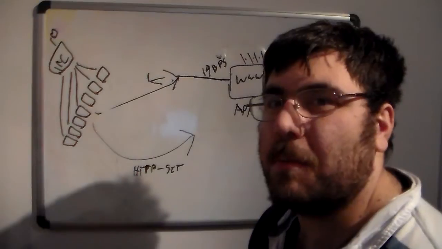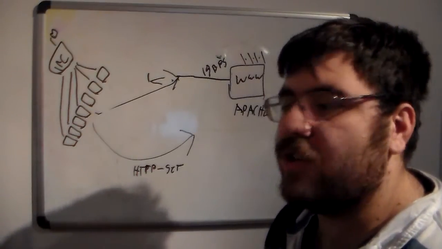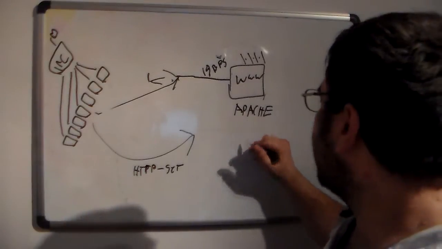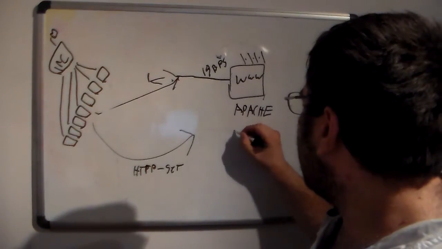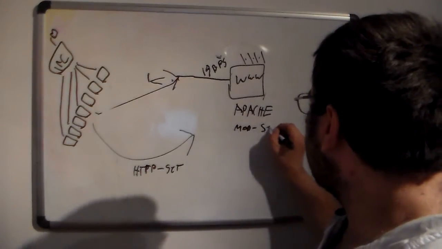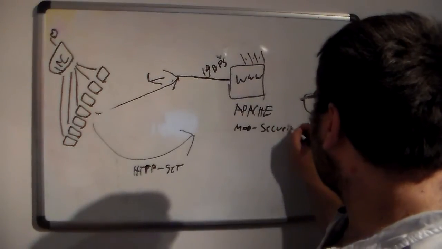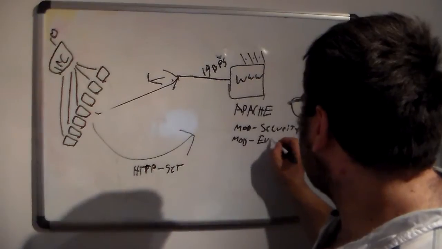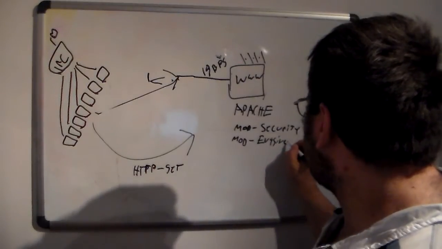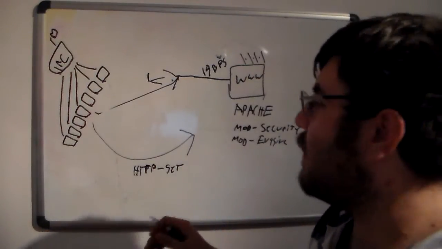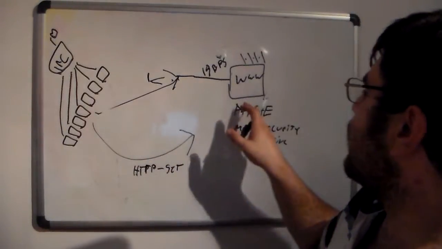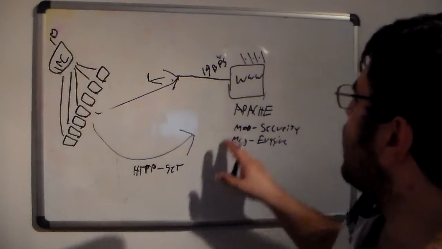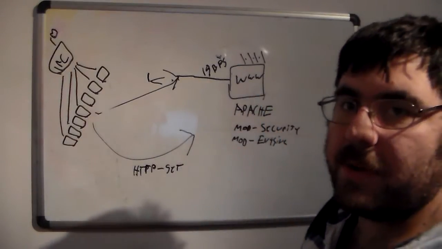Now that would be another misconfiguration, because there's ways of blocking on the Apache server. You can do things like mod_security or mod_evasive to help out with this. But assuming that this doesn't have that, these clients can now do the HTTP GET against this server and tie up its resources.